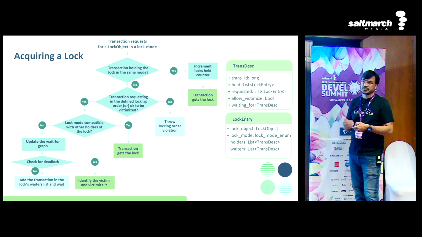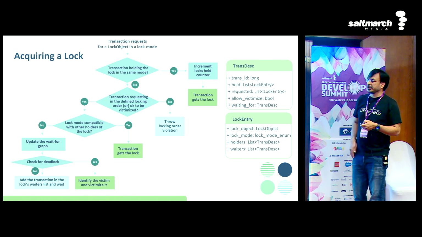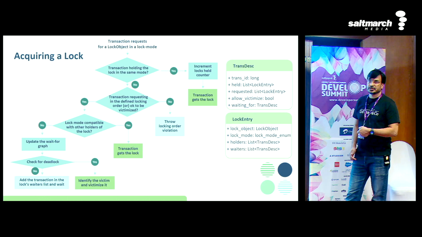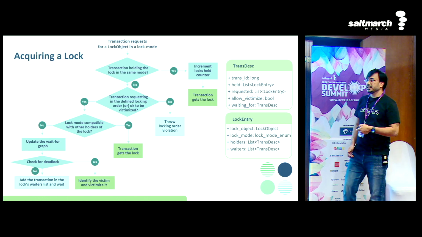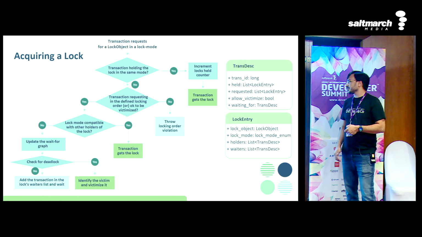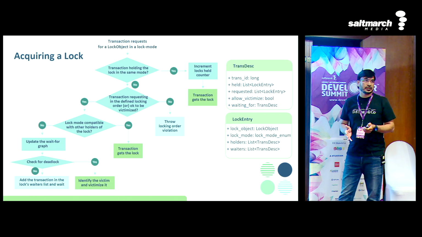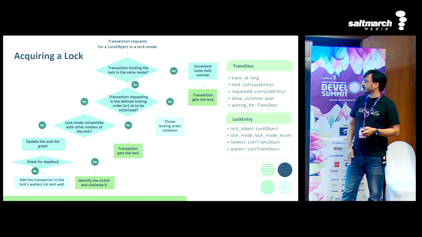Once you lock an object, you may call a method that again requires the object to be locked. If it is already holding the lock, you can simply increment the reference count and return the object. But in case it is the first time the transaction is requesting the lock, check whether it is following the right order, or whether it is okay to be victimized, which means it is using the try and retry strategies.